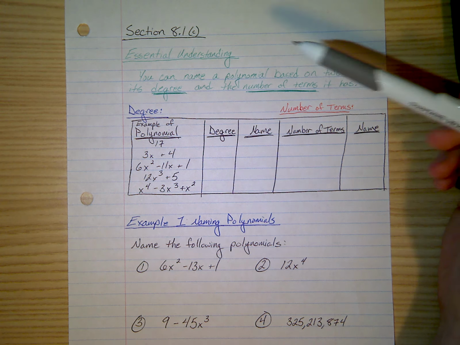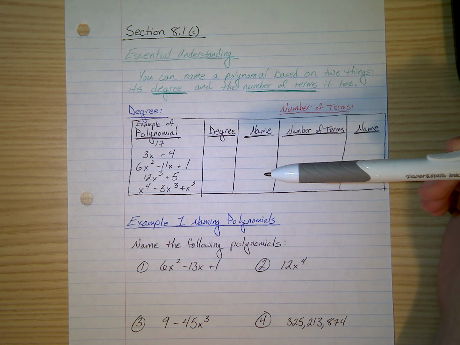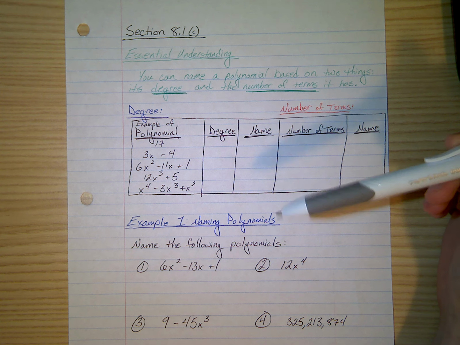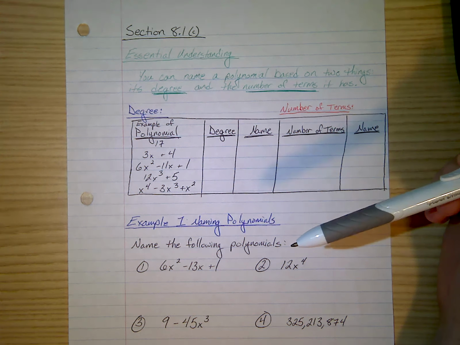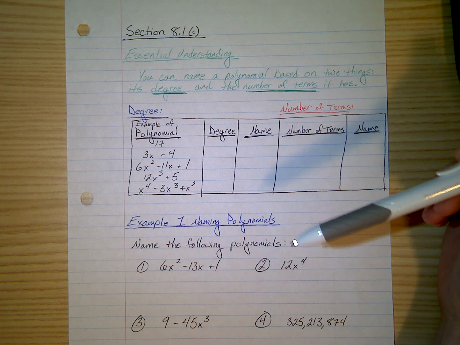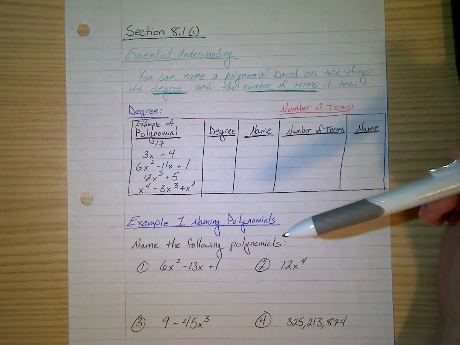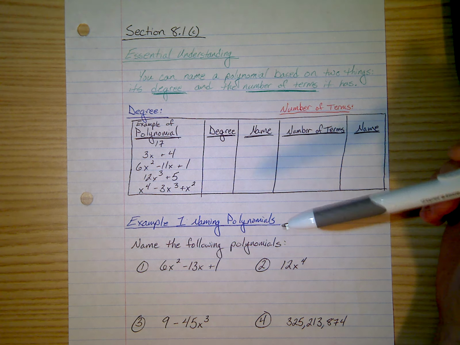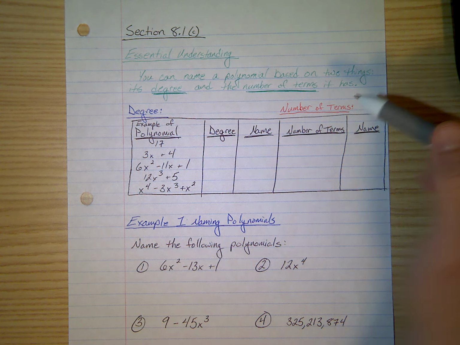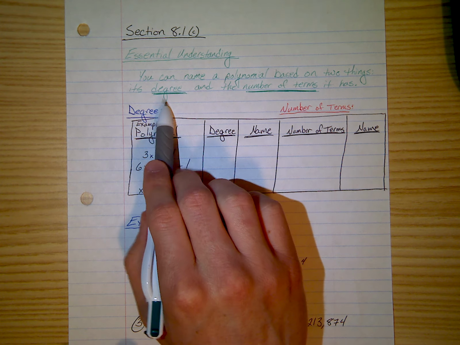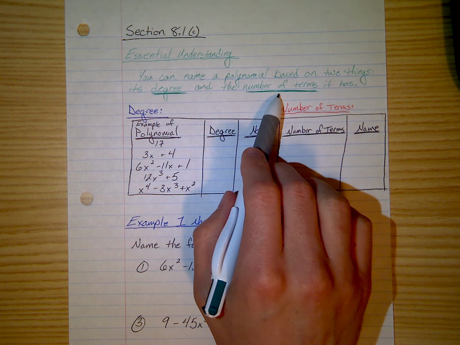So, continuing on into section 8.1. This is the second part of this section. Today we are going to be learning about how to name polynomials. There are two ways that you are going to be naming a polynomial. It's going to be based on its degree and how many terms it has.